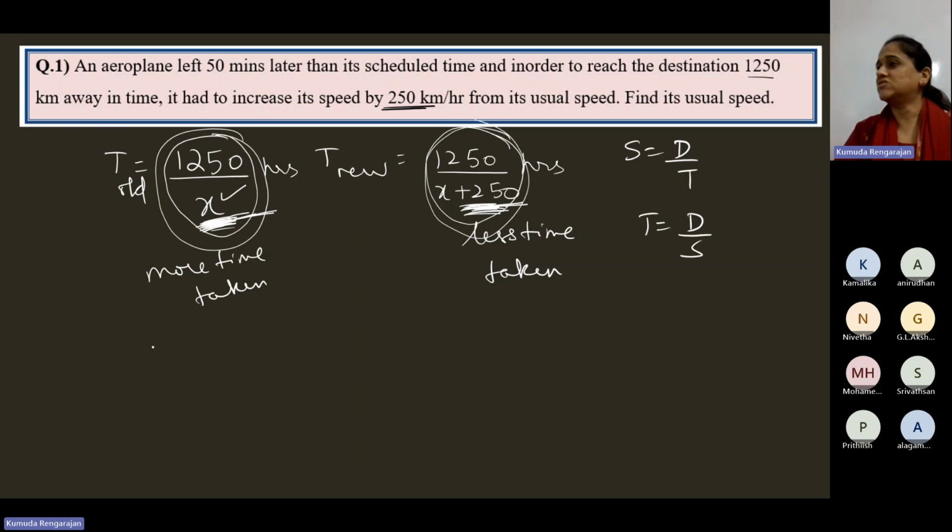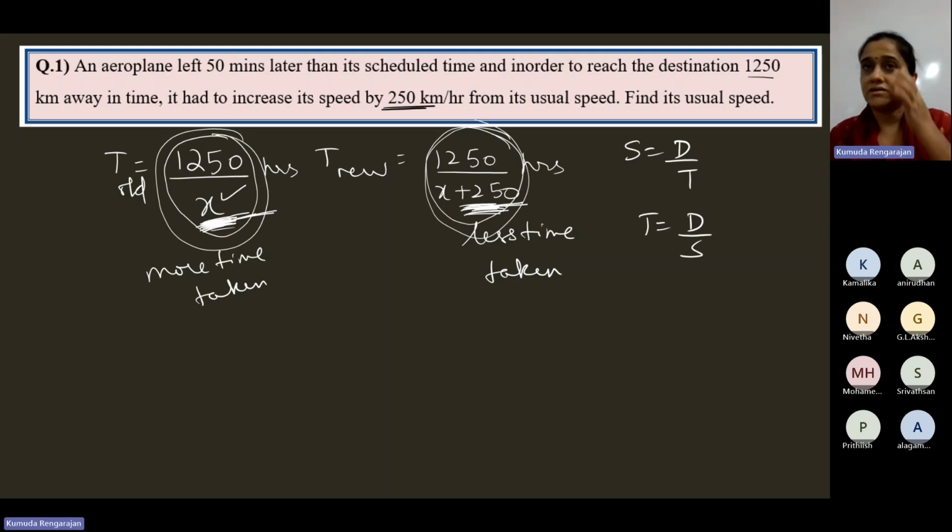Now, how are we going to construct the equation? The difference in time taken is 15 minutes. Let's understand this. What happens is, though the aircraft takes off 50 minutes later than the scheduled time, it starts late, still it reaches the destination on time. That means the difference in the time taken is 15 minutes.